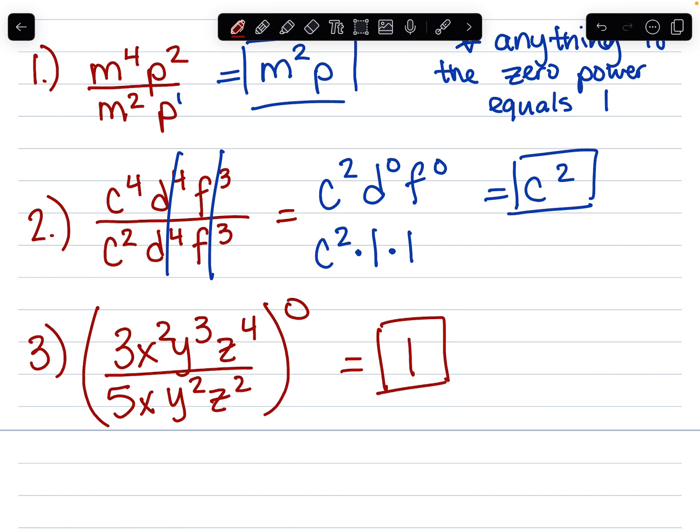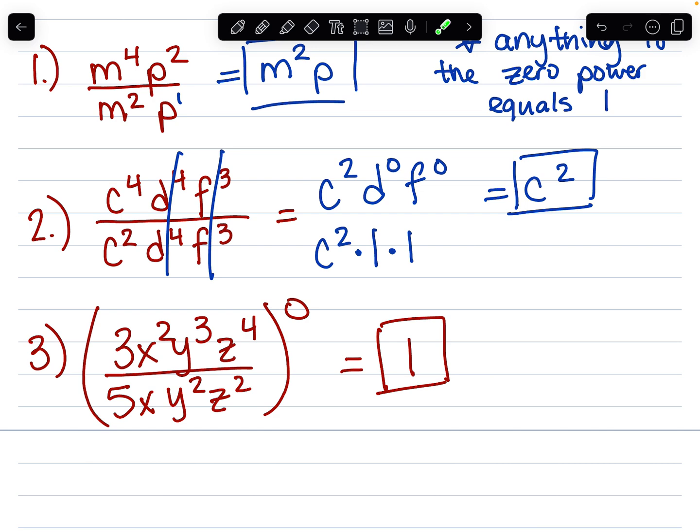Okay? Because we just talked about anything to the 0 power is equal to 1. So if this whole entire thing is in parentheses, everything inside is going to give you 1. Now, just for future reference sake, what if only the top part was in parentheses to the 0 power? Then the top part would turn into what number? 1. And it would still be over this 5x y squared z squared, okay? But anything to the 0 power automatically turns to 1, which is simple for you all, yes?